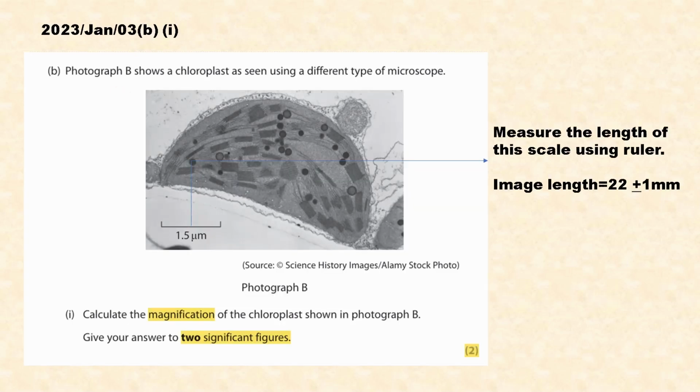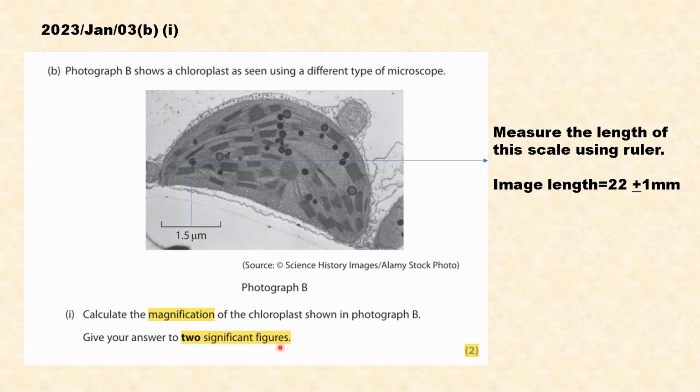The next question is from the January 2023 paper, which presents a photograph of a chloroplast. The question states that photograph B shows a chloroplast as seen using a different type of microscope, likely an electron microscope based on the details visible in the image. Your task is to find out the magnification. It's important to provide your final answer in two significant figures.